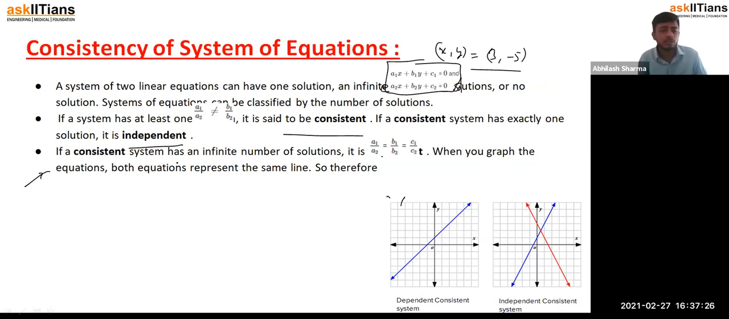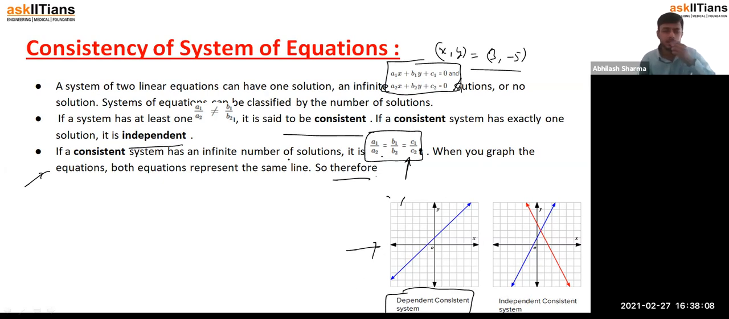If a consistent system has an infinite number of solutions, then it should be a1 by a2 equal to b1 by b2 equal to c1 by c2, as we have already seen in the cross multiplication method. I told you there also that for an infinite number of solutions, this condition should hold. When you graph the equations, both represent the same line, so of course there will be an infinite number of solutions. In these diagrams also, these are dependent consistent systems, because graphically they represent the same line. Now you might be thinking what we mean by graph. This we'll see later, don't worry.